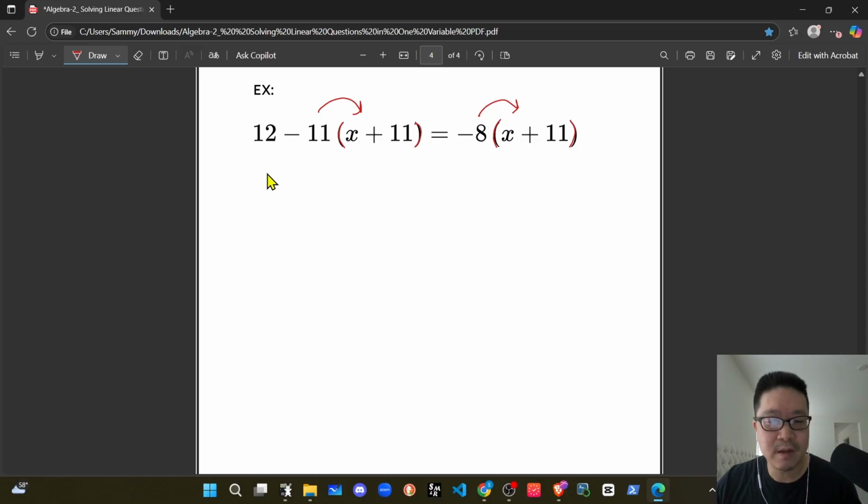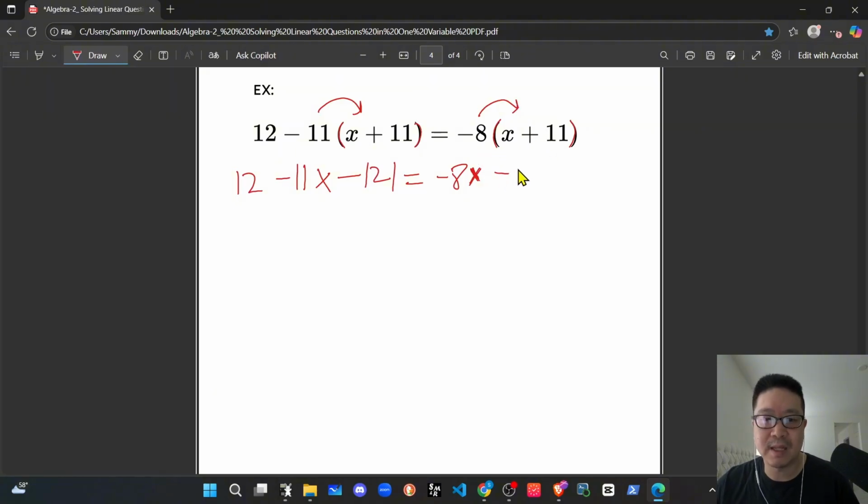On the left side, so we have 12. When we distribute the -11, we get -11x. -11 times a positive 11 is going to be -121. And on the right side, when we distribute, we get -8x. So all we're doing is multiplying. And -8 times a positive 11 is going to be -88.